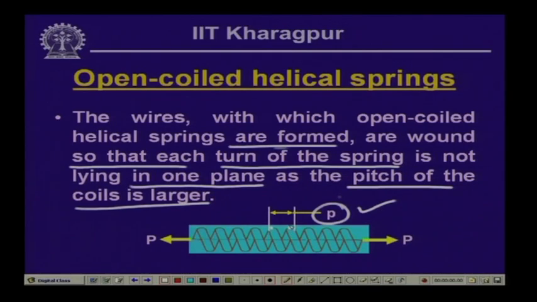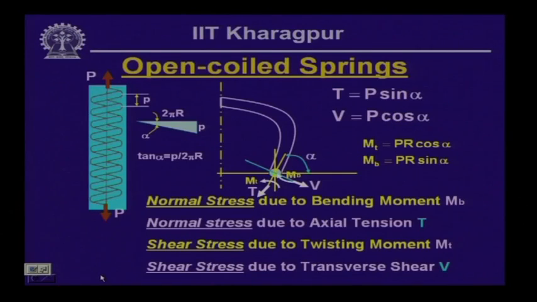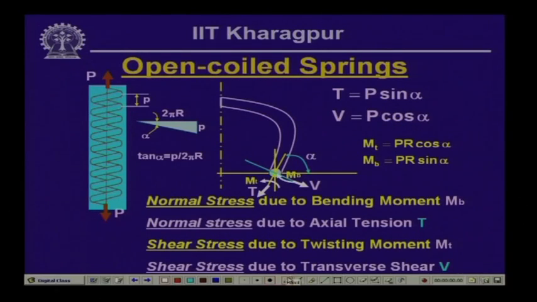So virtually each turn of the wire lies in the same plane, whereas in case of an open coil spring, the turns do not lie in the same plane, and the helix is inclined with respect to the horizontal plane. Thereby, when we talk about the load transfer mechanism, the forces that a closed coil helical spring is subjected to are different from those of an open coil spring. So, let us look into what forces the open coil helical springs are subjected to.